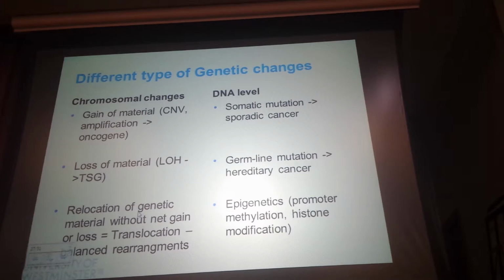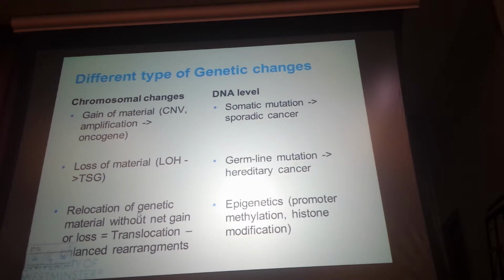So there's different types of genetic changes. It's either chromosomal changes, where you have a gain of material, for instance amplifications, and oncogenes are known to be amplified. Or you can have loss of material, where you lost one of the alleles, and usually it's for tumor suppressor genes. Or you can have a relocation of genetic material without a net gain or a loss, which is called a translocation. And I'll give you an example of translocation.